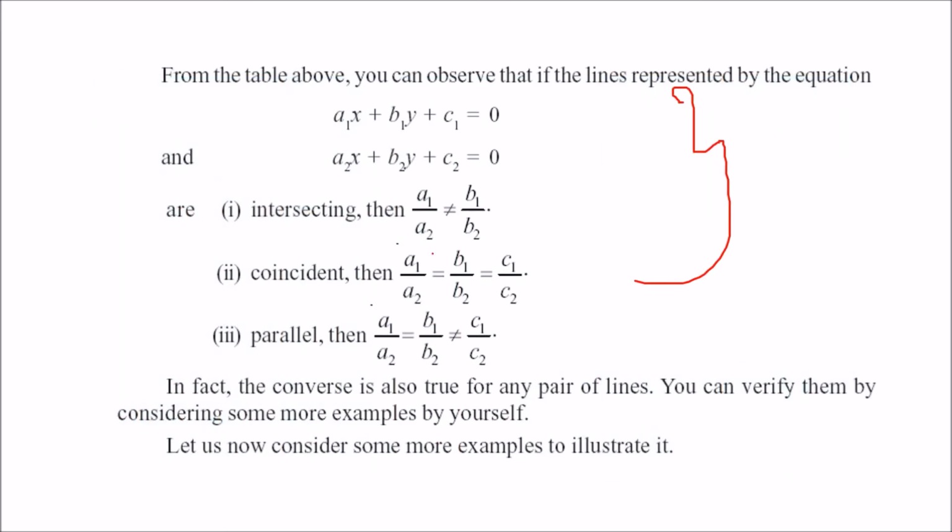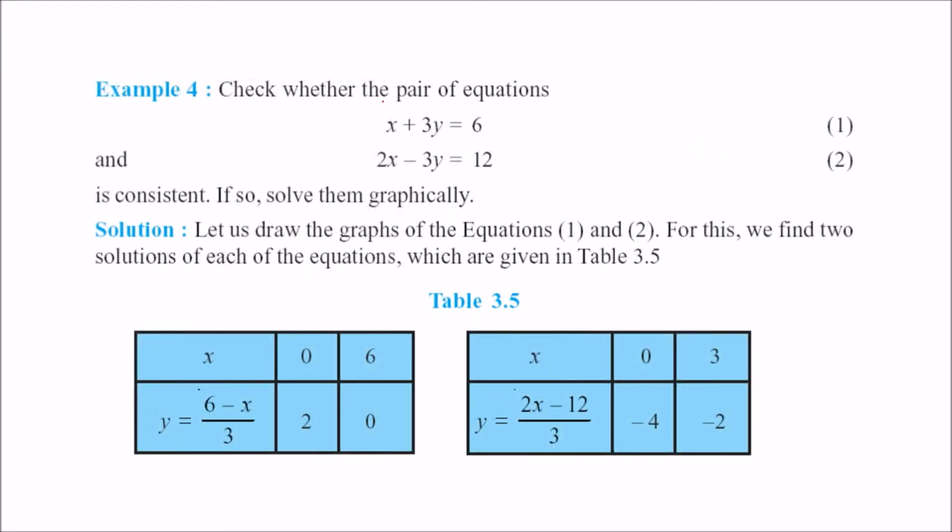So this is what we summarize. If these two are lines, A1x plus B1y plus C1 and A2x plus B2y plus C2, then if A1 by A2 is not equal to B1 by B2, they are intersecting. If A1 by A2, B1 by B2 and C1 by C2 are equal ratios, they are coincident. If A1 by A2 is equal to B1 by B2, but they are not equal to C1 by C2, they are parallel. Let us take the example.